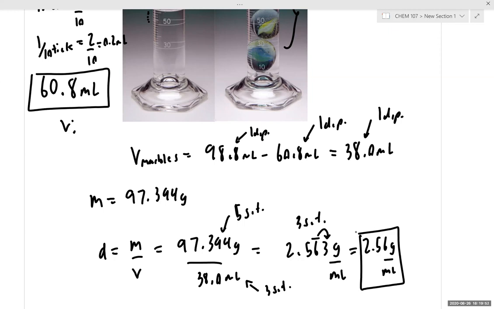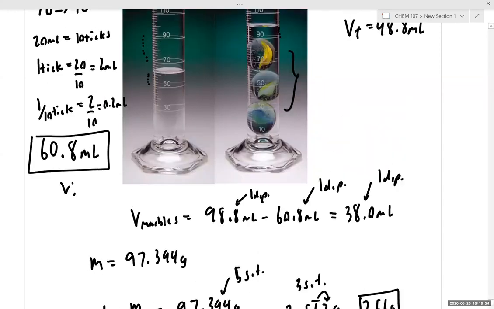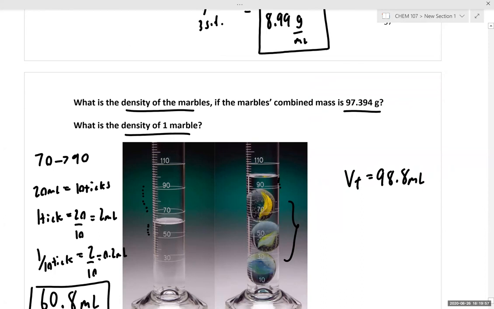Now, as our final important question, we measured the density of 3 marbles. The density was about 2.56 grams per mil. What would the density of 1 marble be? I think it would be the same, exactly right. The density doesn't depend on the amount of an object. It only depends on its identity. So the 3 marbles have the exact same density as 1 marble. That's a really important point for density.